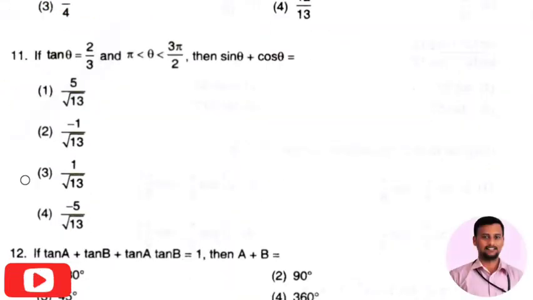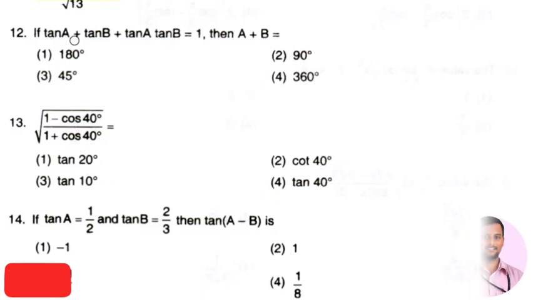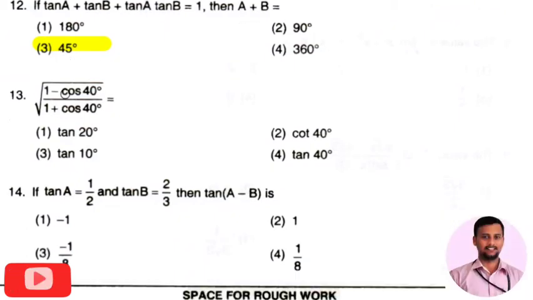And the next question is if tan theta will be equals to 2 by 3 when theta lies between pi and 3 pi by 4, then sin theta plus cos theta will be equals to, the right answer is option 4, that is minus 5 divided by root 13. The next question is if tan A plus tan B plus tan A into tan B is equals to 1, then A plus B will be equals to, and the right answer is option 3, that is 45. So A plus B will be equals to 45 degree.